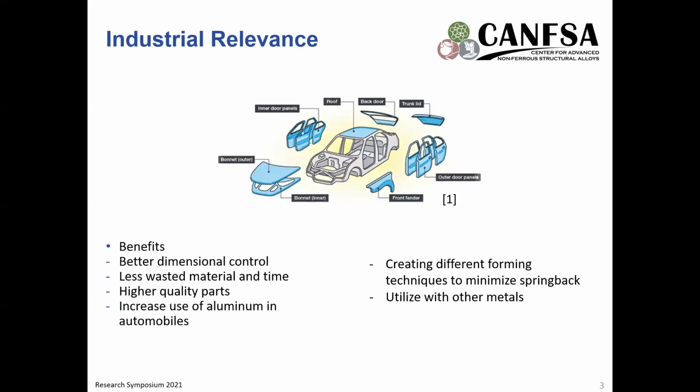Some results would be creating different forming techniques, as well as possibly utilizing these techniques with other metals to see if they have the same mechanisms occurring in them to cause that type of springback. Also, the aluminum industry is looking for ways to penetrate other markets, and if you have a part that is not able to hold its shape correctly, that can be a pretty large issue down the road.